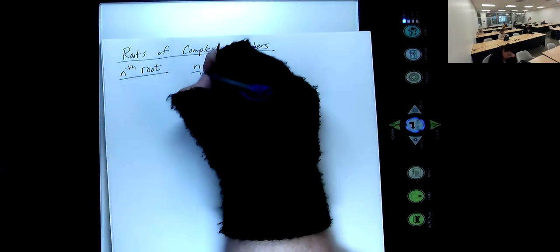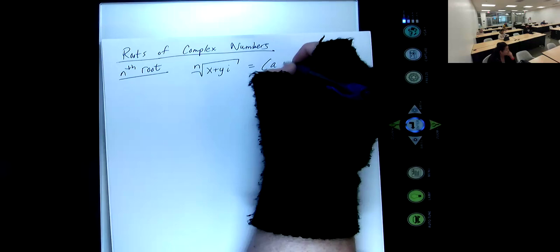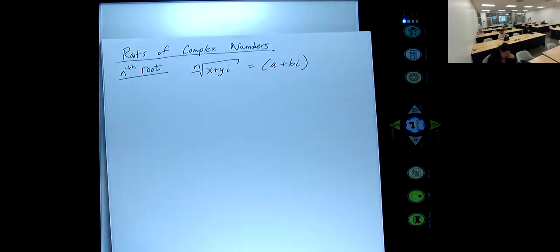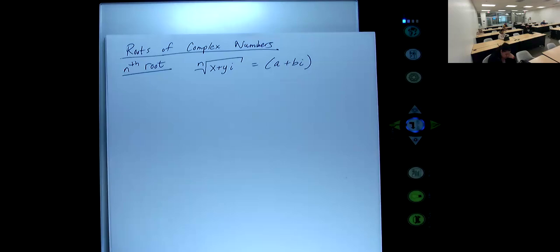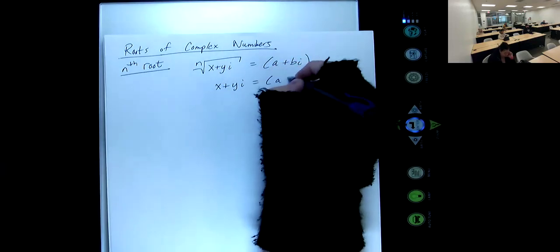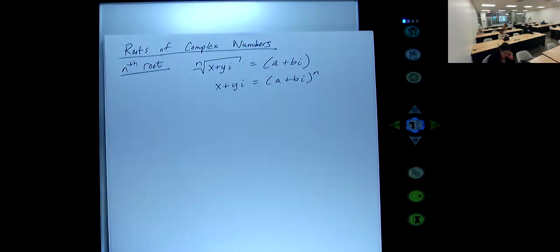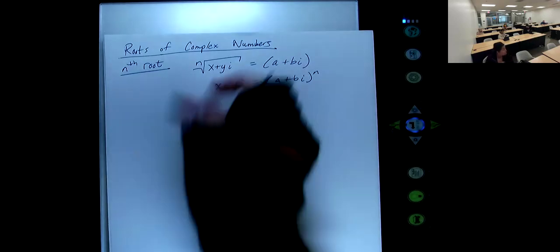If we take the nth root of x plus yi, it is going to lead to another complex number. Now, a or b might be 0, but it's not going to be both. Another way of looking at this is x plus yi equals a plus bi to the nth power. Rather than working with the powers, we have a formula for this.